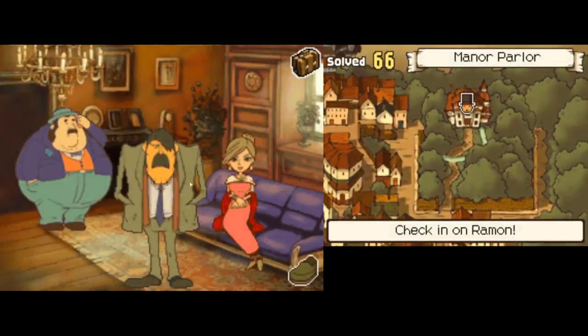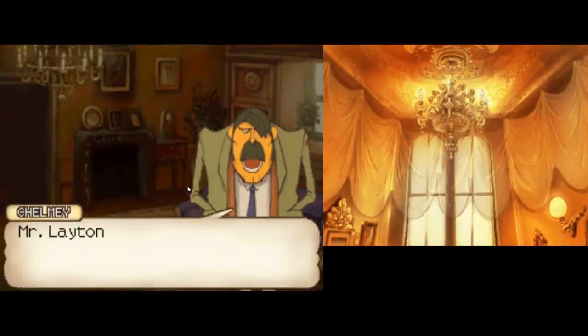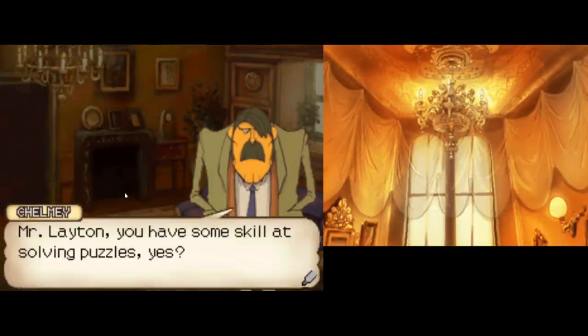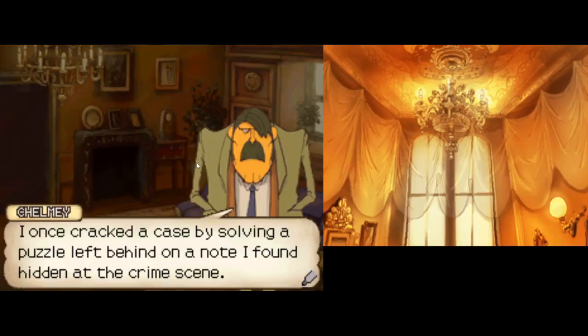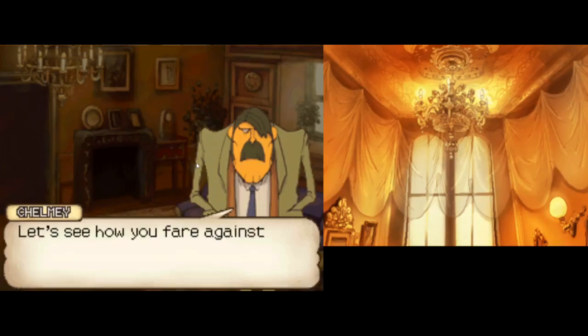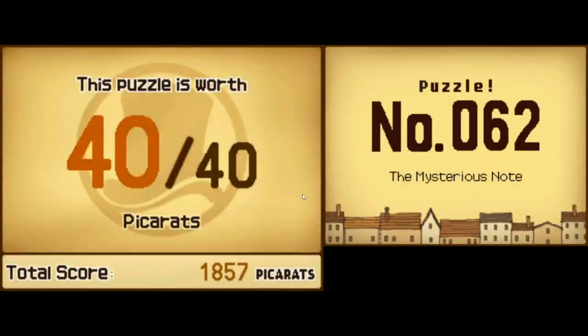Alright. I guess let's speak with Chelmy here. Mr. Layton, you have some skill at solving puzzles, yes? I once cracked a case by solving a puzzle left behind on a note I found hidden at the crime scene. Let's see how you fare against it. Which leads us to puzzle number 62, the mysterious note.